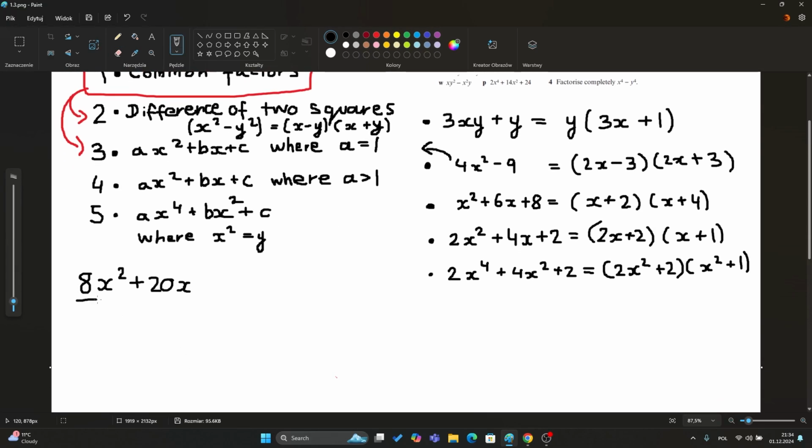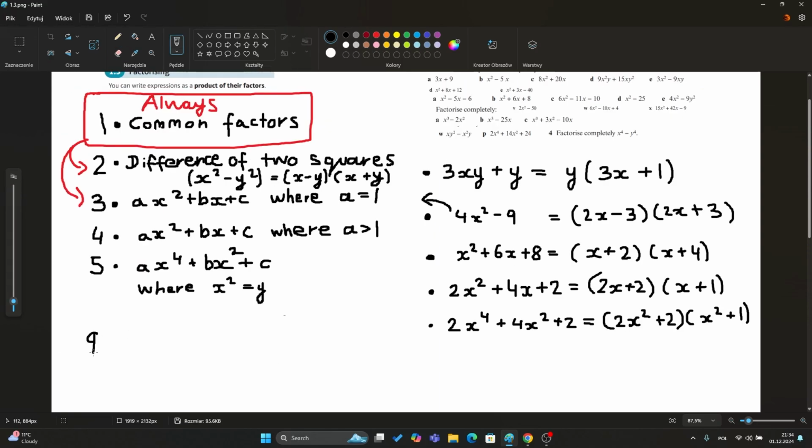Now the common factor of 8x squared and 20x is going to be 4x. And now we think what multiplies by 4x to get 8x squared? This will be 2x. And what multiplies by 4x to give plus 20x? This is plus 5. So expanding these brackets gives us 8x squared plus 20x. And that's how you factorize the following expression.